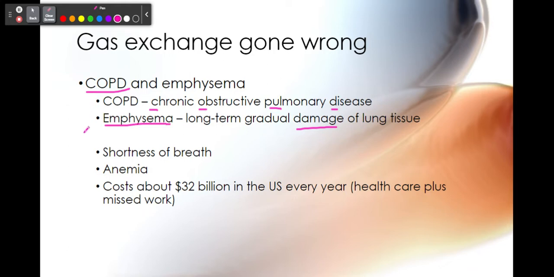The symptoms of these disorders: shortness of breath, anemia. Anemia is a lack of oxygen in the blood. If I can't get the oxygen out of the lungs into the blood because my lungs are broken, of course, we're going to have too little oxygen in our blood. These cost about $32 billion every year here in the United States, just the combination of the cost of people missing work and the cost of getting health care for those problems.